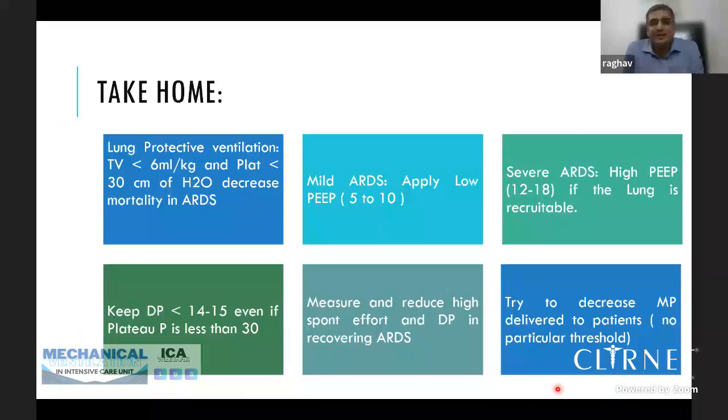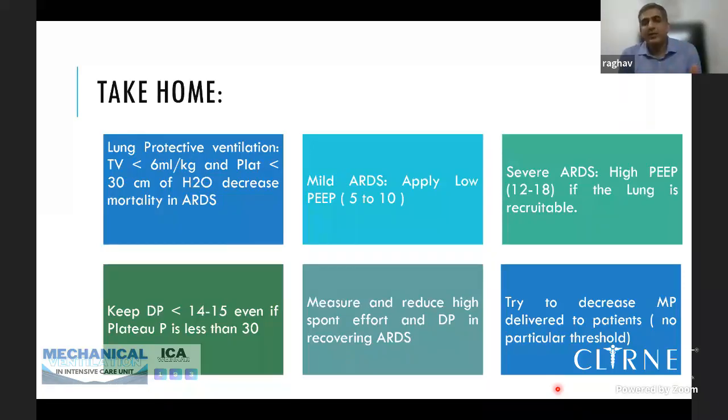So this is my last slide. I would like to revise the take-home points. Lung protective ventilation, which includes ventilating the patient at a tidal volume equal to or less than 6 ml per kg, and keeping the plateau pressure less than 30 centimeters of H2O, has been shown to decrease the mortality in ARDS and should be strictly followed while ventilating these patients.